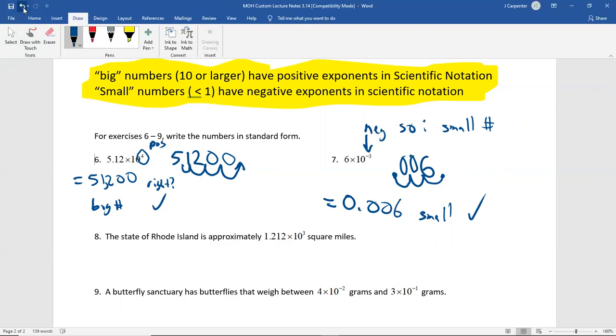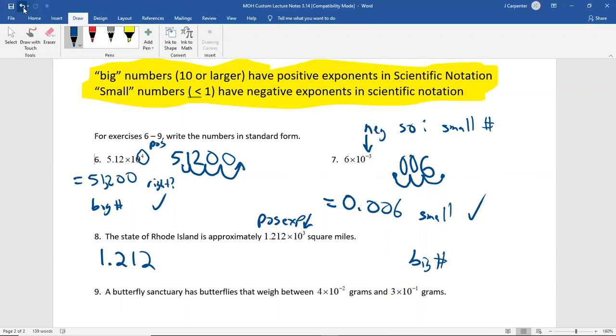Alrighty. The state of Rhode Island is approximately 1.212 times 10 to the third square miles. So Rhode Island is the smallest state. That is the smallest area, because square miles is an area, of all the different states we have. The rest of them would all be larger than that. Not that that matters for the problem. They just want us to write this in standard notation. So we write our 1.212. Now let's see, this 3, that was a positive exponent right here. So that means we should be making a big number.